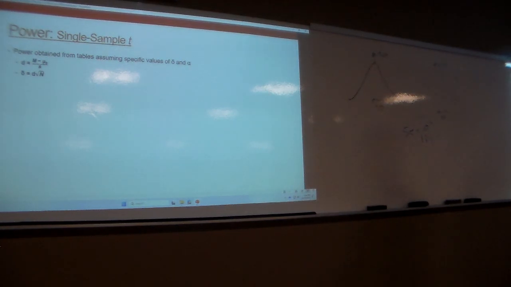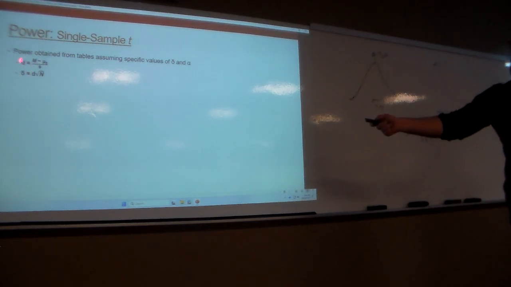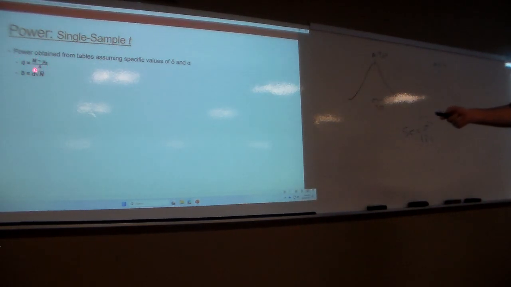Okay, so if I calculate my effect size as my observed mean over my standard deviation, and calculate sigma as my effect size multiplied by the square root of n, this will give me what I need to run a power calculation for a single sample t-test.